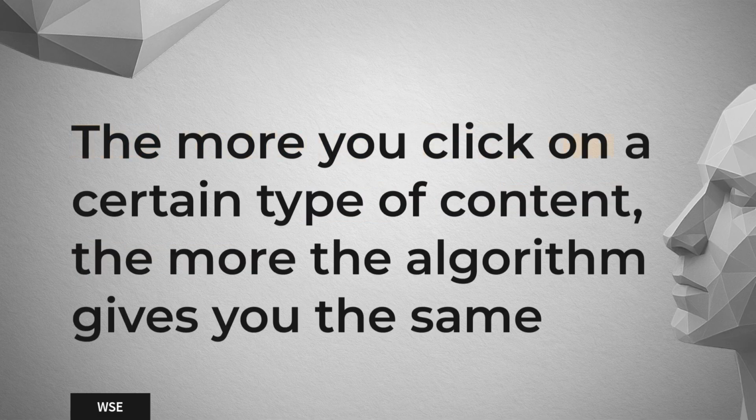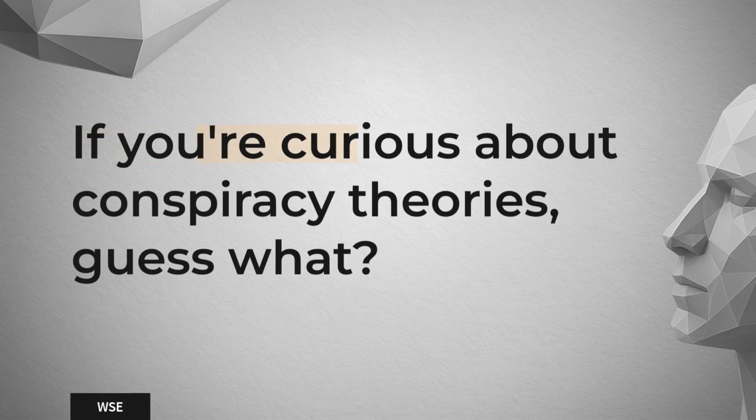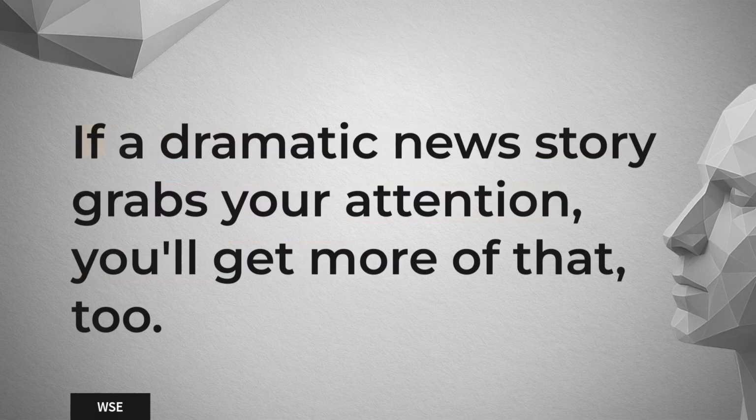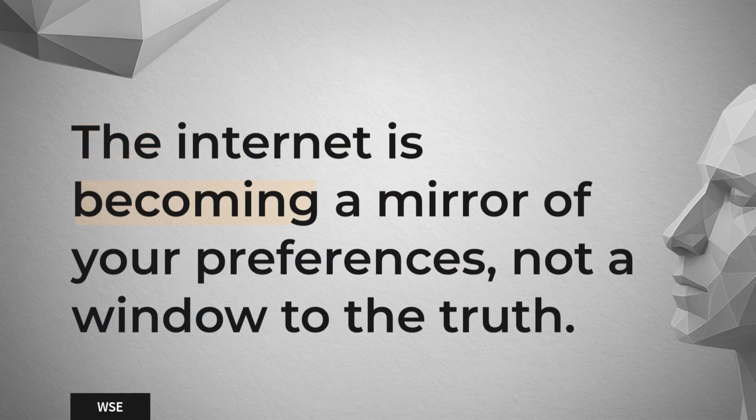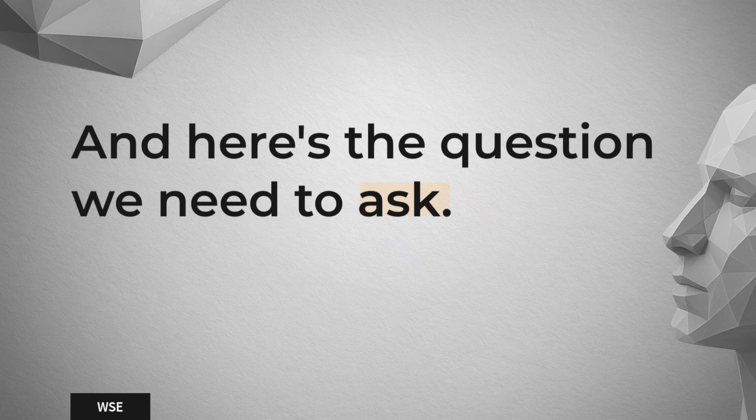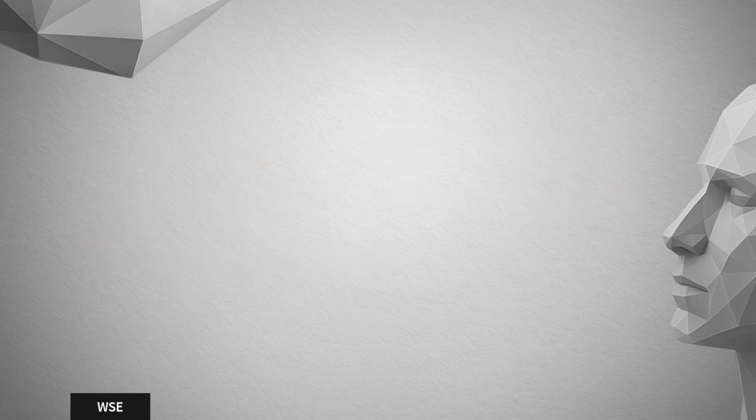The more you click on a certain type of content, the more the algorithm gives you the same kind of content. If you're curious about conspiracy theories, guess what? You'll start seeing more of them. If a dramatic news story grabs your attention, you'll get more of that too. The internet is becoming a mirror of your preferences, not a window to the truth. And here's the question we need to ask. Are we choosing what we believe, or is it being chosen for us?